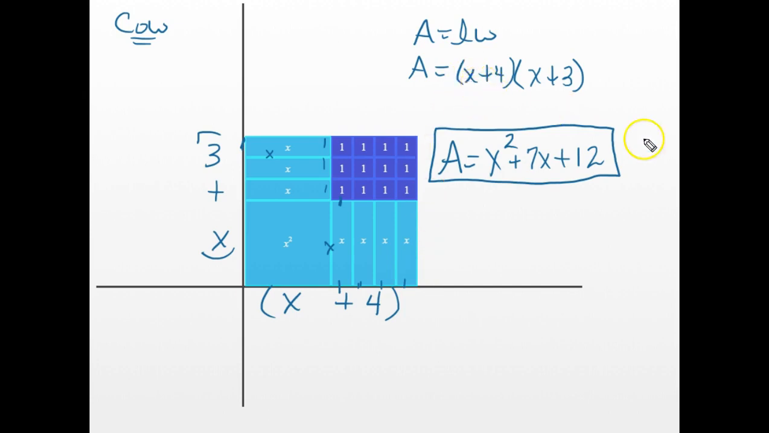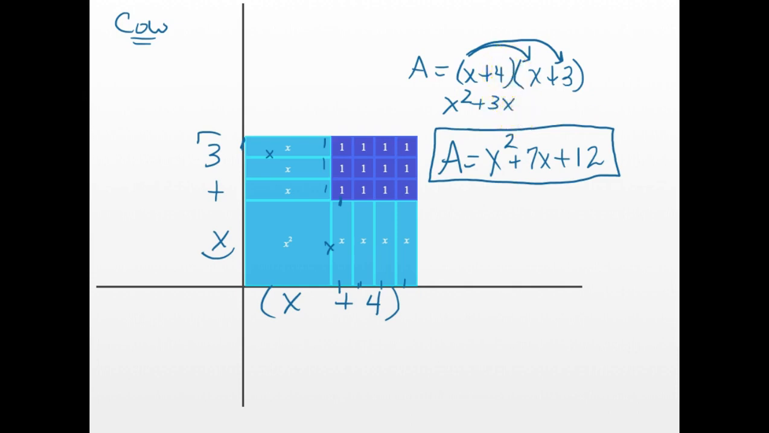I could also look at this in terms of the distributive property. And so we know that if I didn't have this x plus, if all I had was 4 times the x plus 3, I would simply distribute the 4 to each of the terms inside the parentheses. Well, here I have 2 terms in my first factor, and so I'm going to distribute each of those to each term in my second factor. So I've got x times x, which is x squared, plus x times 3, which is 3x.